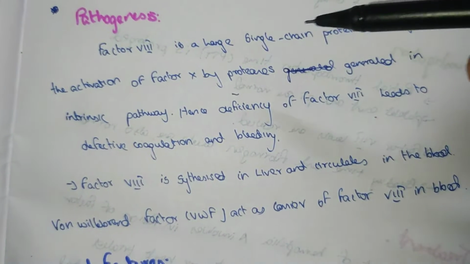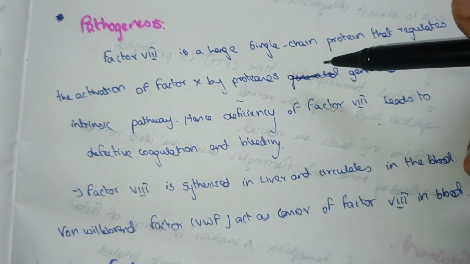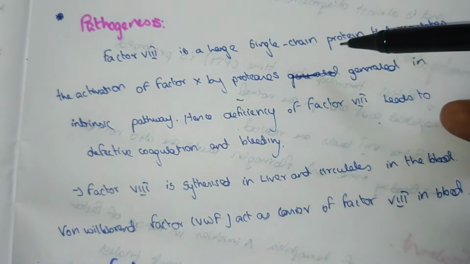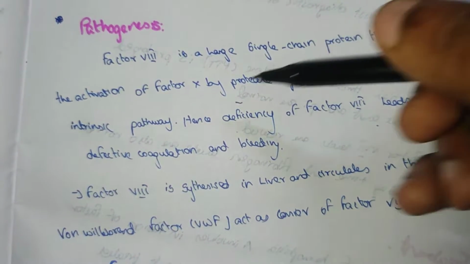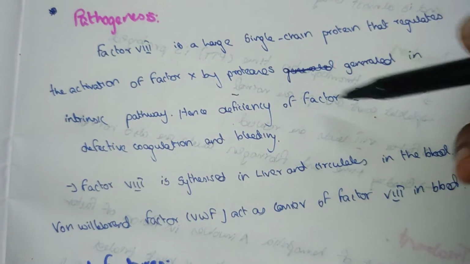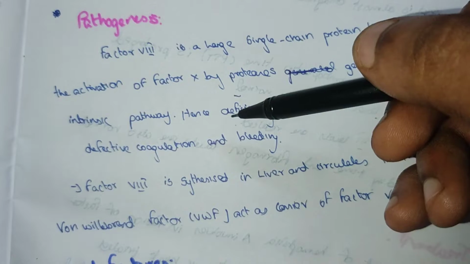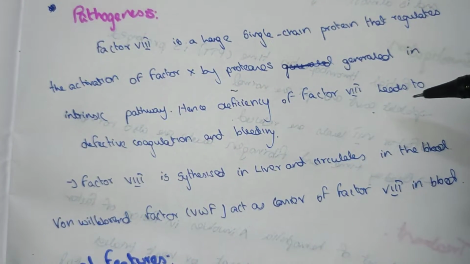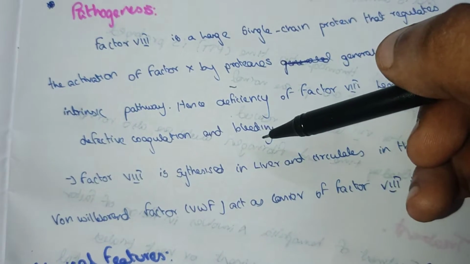That is the pathogenesis. Factor 8 is a large single chain protein molecule that regulates the activation of factor 10 in the intrinsic pathway. Hence the deficiency of factor 8 leads to defective coagulation and bleeding.